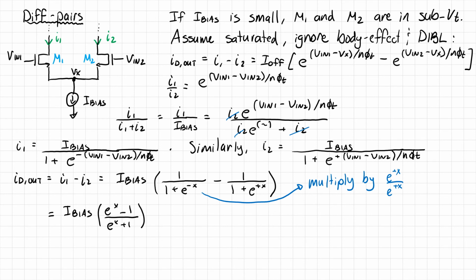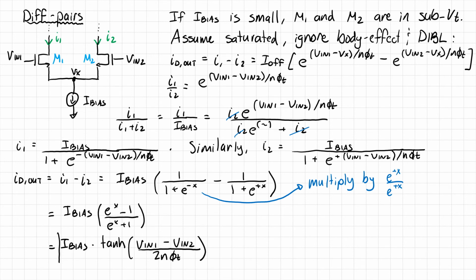Now, some of you may recognize that. This, as it turns out, is a trigonometric identity, and specifically it is the tanh function. So this is equal to, maybe I'll draw it down here, I bias times the tanh of (Vn1 minus Vn2) divided by 2n phi t.